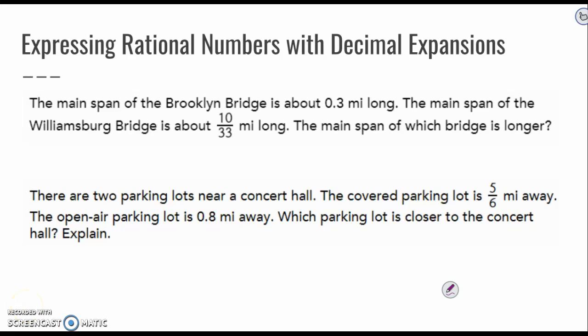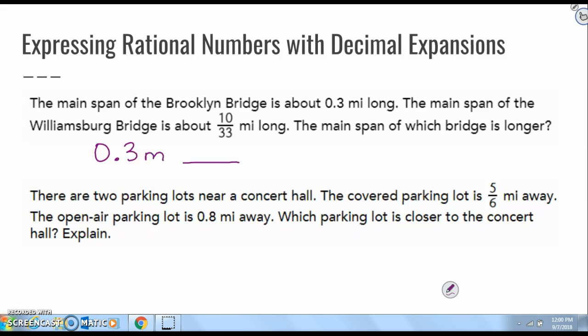The main span of the Brooklyn Bridge is about 3/10 of a mile long. The main span of the Williamsburg Bridge is about 10/33 of a mile long. The main span of which bridge is longer? Here we're comparing 3/10 of a mile to 10/33 of a mile.